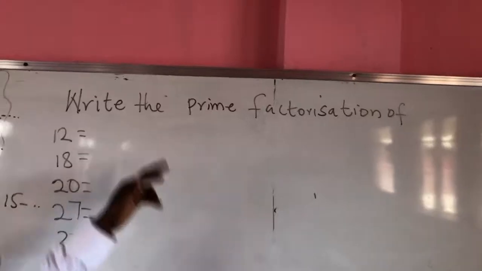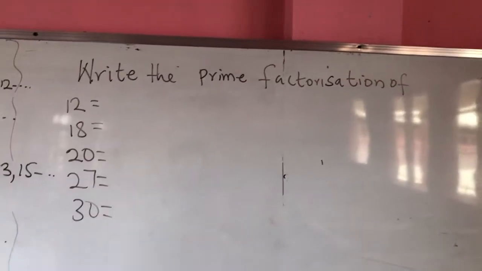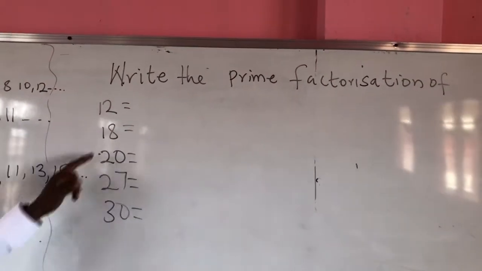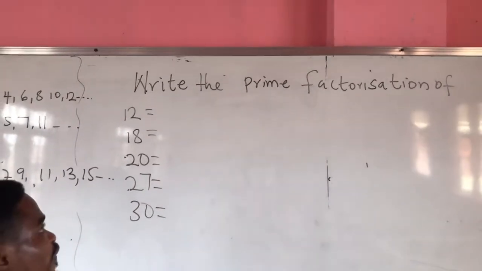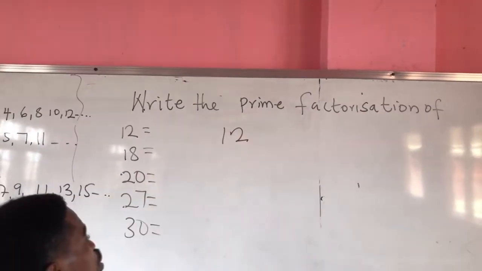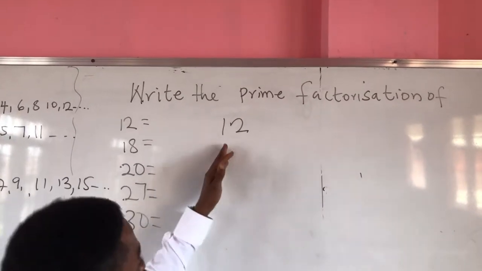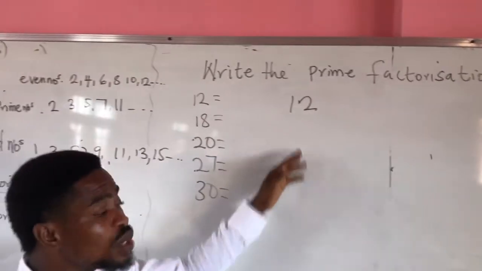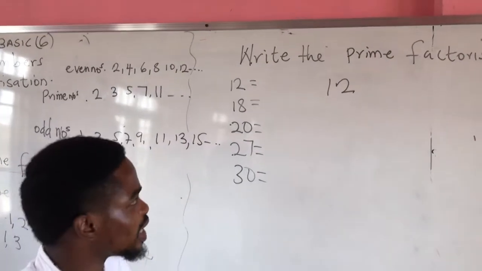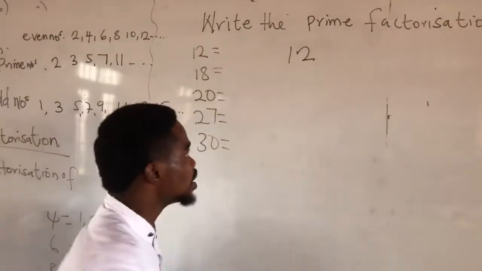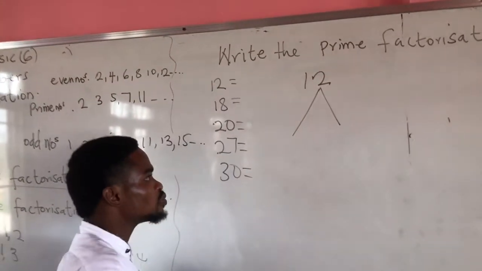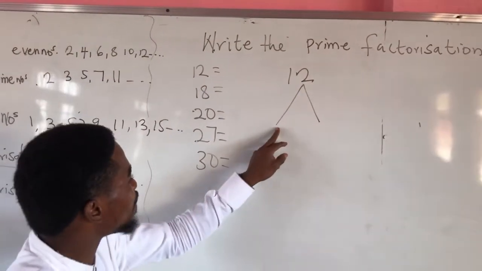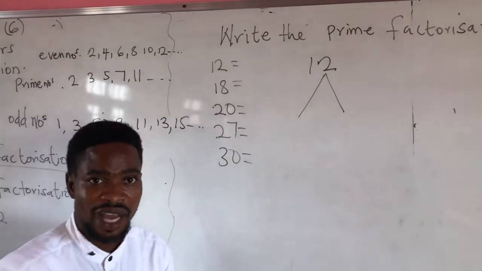I hope you understand. Now let's move on to the question of the day. It says write the prime factorization of 12, 18, 20, 27, and 30. Our first question is 12. I told you that anytime you have to find the prime factorization, use the factor tree so that you can understand or solve it quickly. So we use our factor tree here and we look for a lower number that when we multiply by a certain number can give us 12.